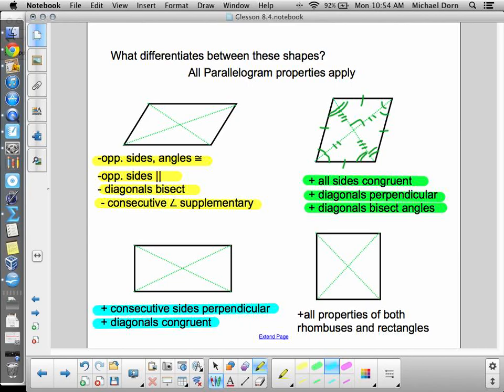And then a square has all the properties of both rhombuses and rectangles. All the properties of both. So that means the diagonals are perpendicular, they're congruent, they bisect the angles. Each of those angles is a 45, because these are right angles. All right. Squares have everything. Everything's going on with a square.